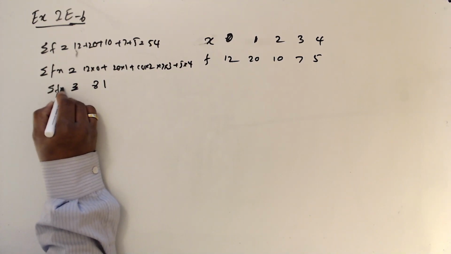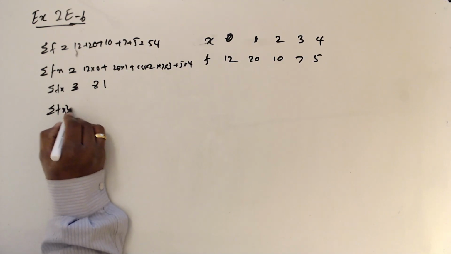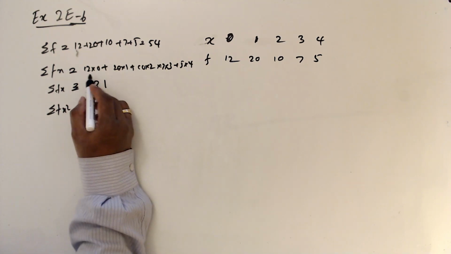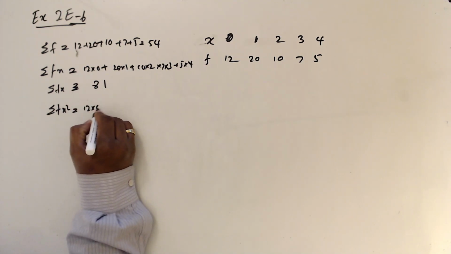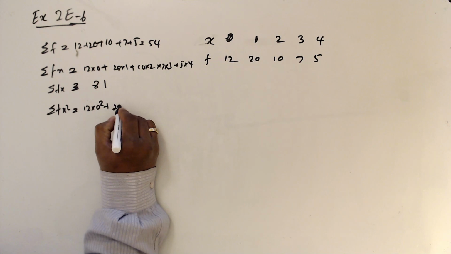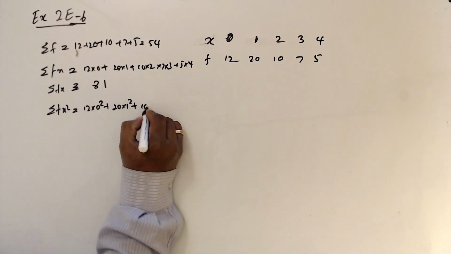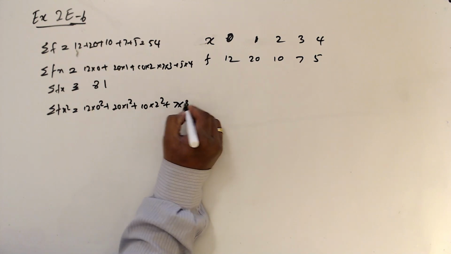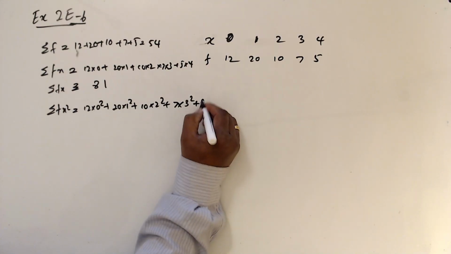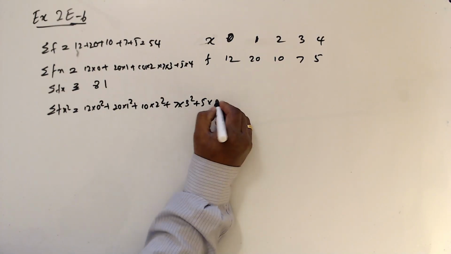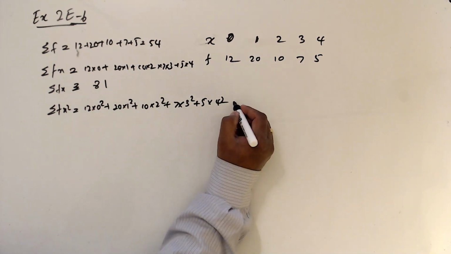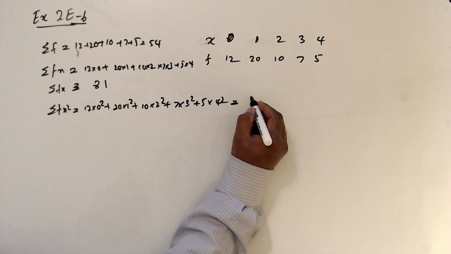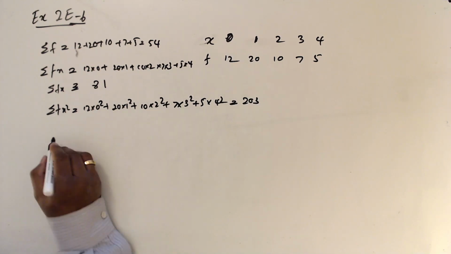And summation fx square means 12 times 0 square, 20 times 1 square, 10 times 2 square, and 7 times 3 square, plus 5 times 4 square. So that is going to be 203.